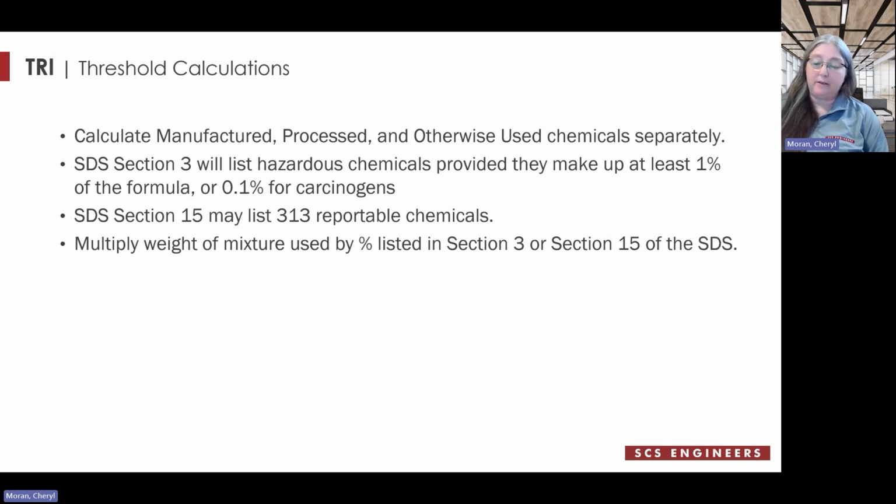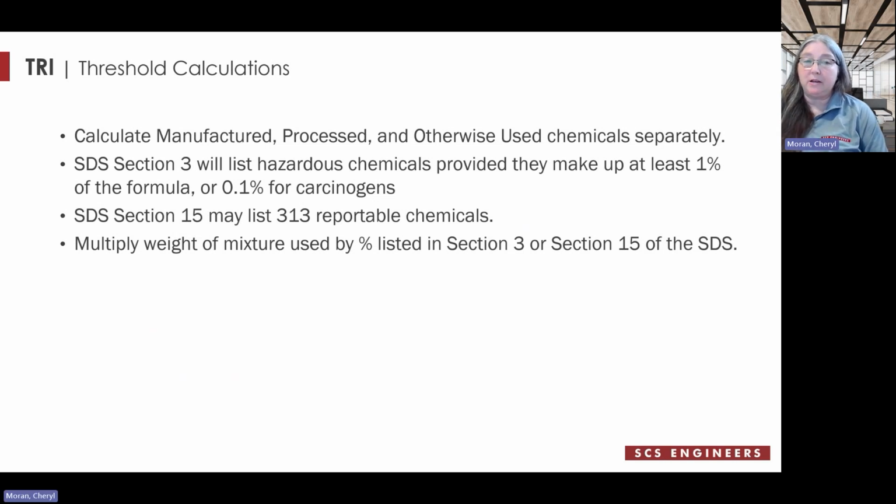We'll calculate each activity, manufactured, processed, and otherwise used, separately. A good place to start looking for information when you're preparing to make your threshold calculations is Section 3 of your safety data sheet. Keeping in mind that we're only going to see chemicals on there that make up at least 1%, or for carcinogens 0.1%, of our formulation.